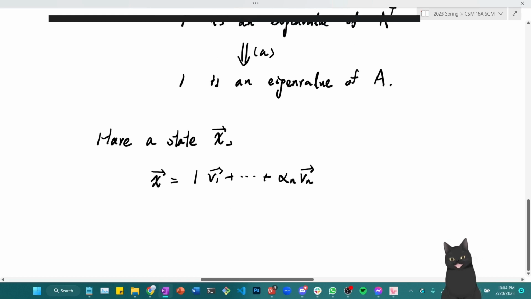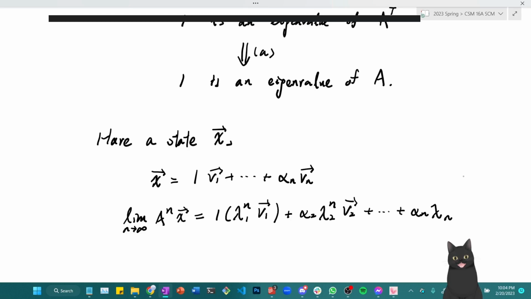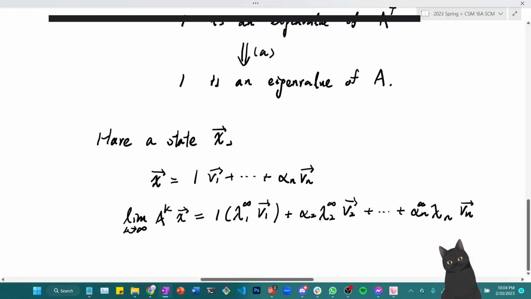Then what happens is that when we're trying to find the steady state, which is when we multiply x by A infinite times, then we're going to get the following expression: alpha 1 times lambda 1 to the nth power v1 plus alpha 2 times lambda 2 to the nth power v2 plus ... plus alpha n times lambda n to the nth power vn. Let me change this n into infinity so that it's easier for everyone to see what's going on. And let me change the terms here, so it's easier to see what's happening in this expression.